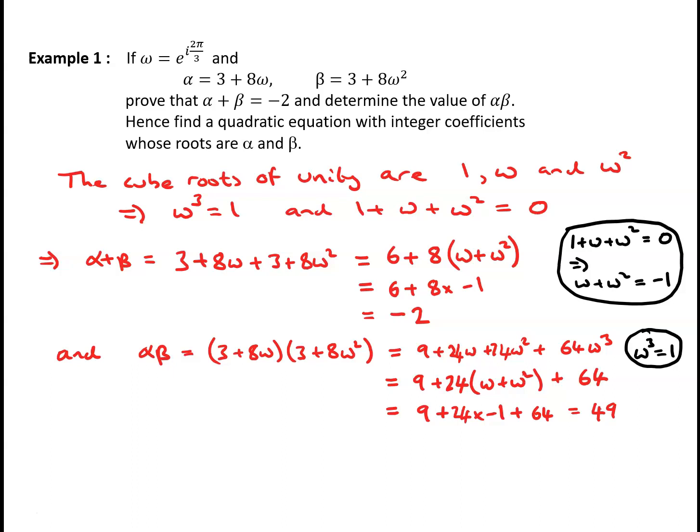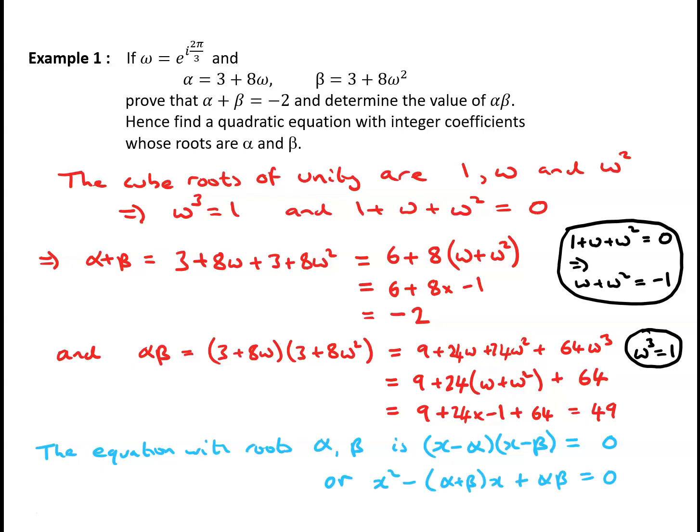Now I've got to find a quadratic equation with integer coefficients whose roots are going to be alpha and beta. Well, a quadratic equation with roots alpha and beta would be x minus alpha times x minus beta equals 0. In other words, x squared minus alpha plus beta times x plus alpha beta equals 0. I know that alpha plus beta is minus 2. I know that alpha times beta is 49. So the equation I'm looking for is x squared plus 2x plus 49 equals 0.